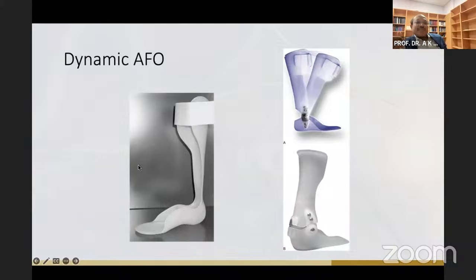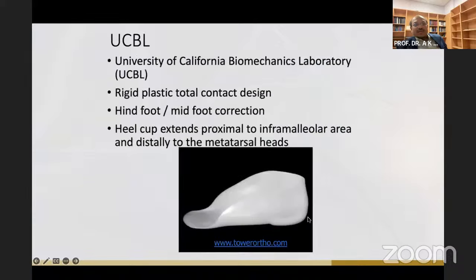Now, as there is a SAFO, that means a solid ankle foot orthosis, there must be some DAFO, that means dynamic ankle foot orthosis. See, this is very malleable. It is also polymer, but so slender. This is a posterior leaf spring type of variety. Dorsiflexion can be easily allowed, but plantar flexion cannot be allowed. So in that sense, it is a dynamic ankle foot orthosis or DAFO. And see, this is the ankle joint. It allows dorsiflexion, but ankle plantar flexion is not allowed.